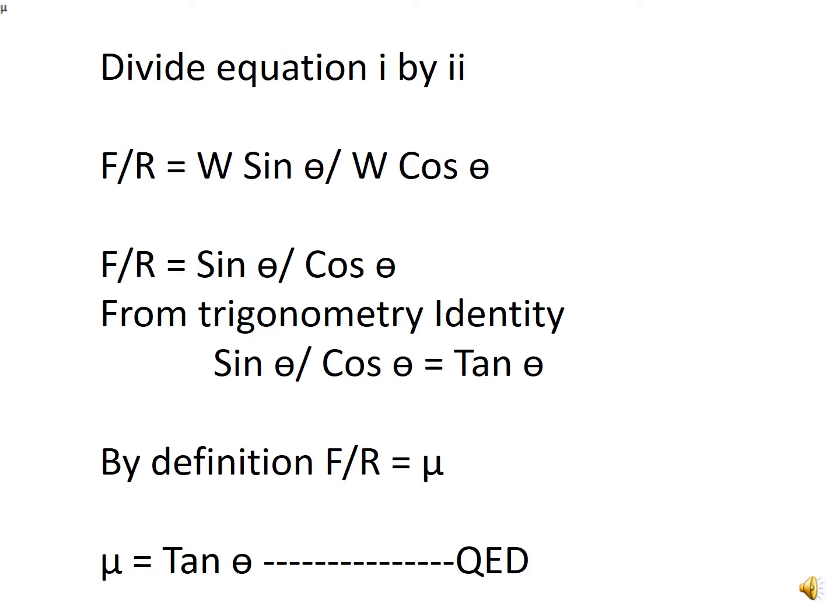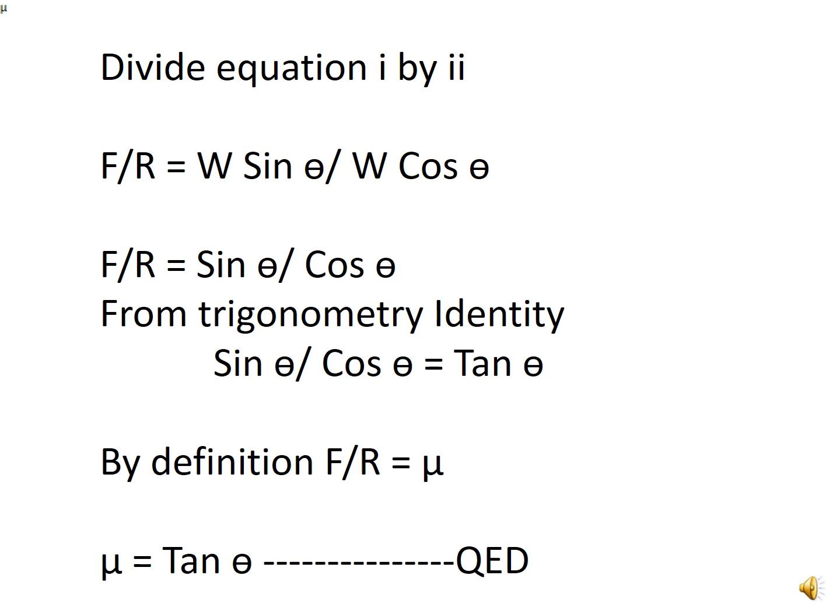Dividing equation 1 by 2: recall equation 1 as force is equal to W sin theta, and recall equation 2 as R is equal to W cos theta. So if we divide equation 1 by 2, we have force over R gives us W sin theta over W cos theta. The weights will cancel, so we then have sin theta over cos theta.